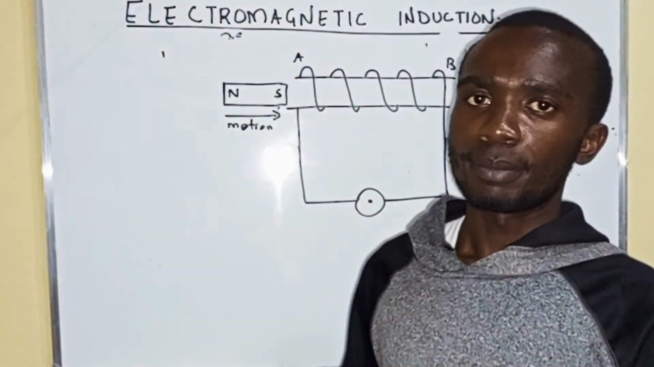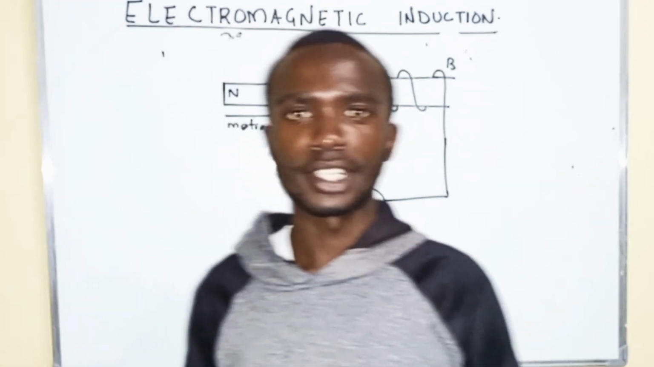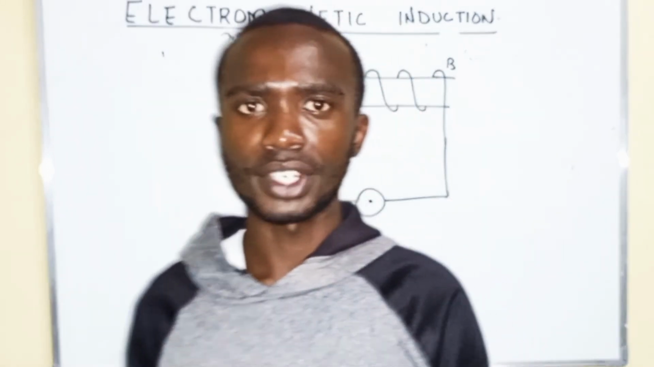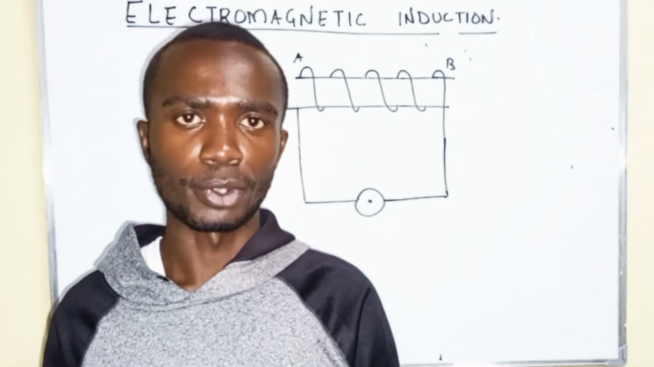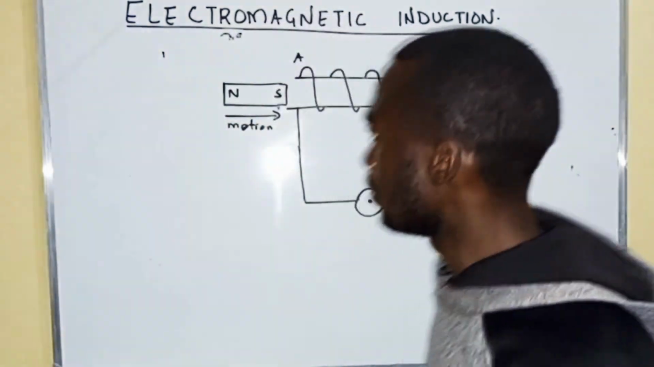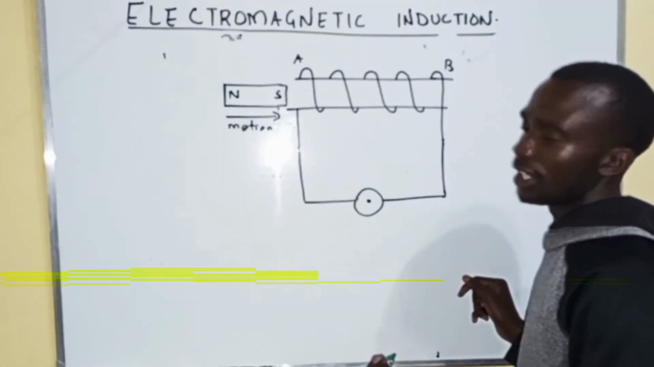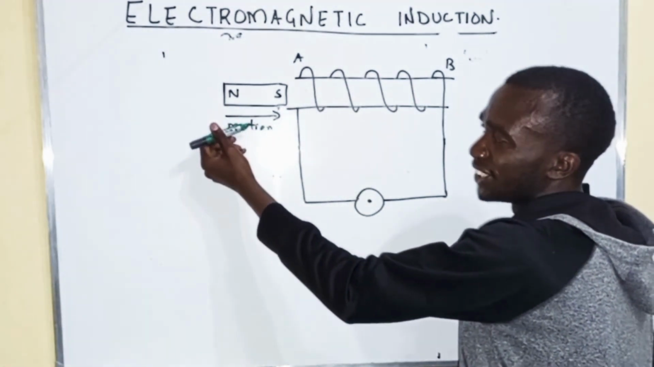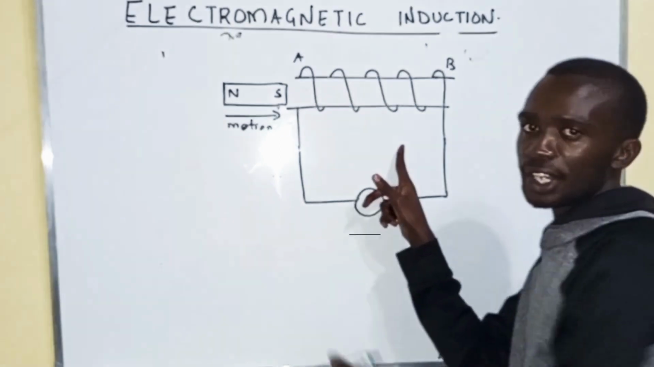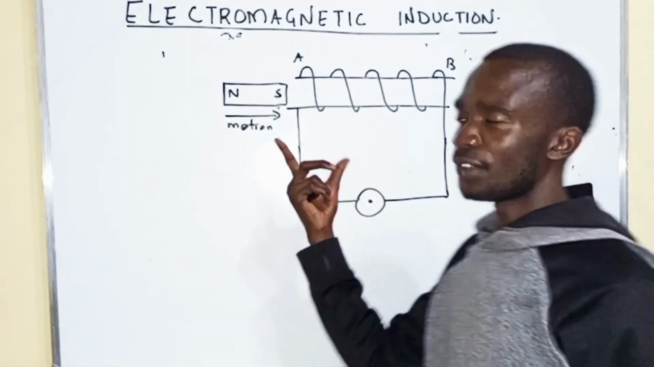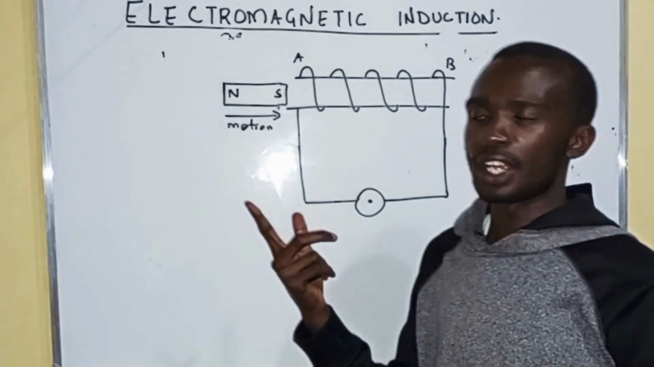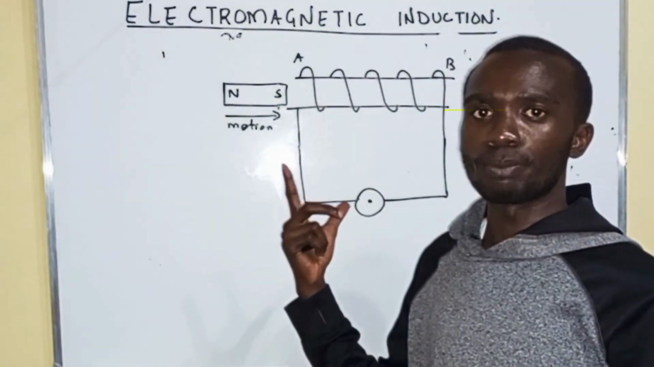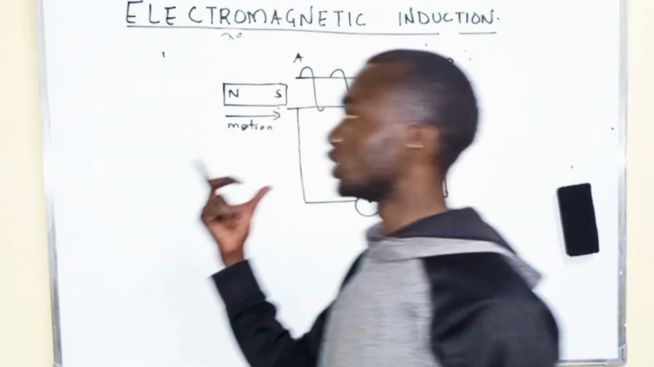Now, in application of Lenz's law of electromagnetic induction, the direction of induced EMF produces a magnetic effect which opposes the change producing it. From the diagram, we have a magnet being moved inside the coil. For the current to be induced in this coil, the motion of the magnet must be opposed, because the induced current is going to produce a magnetic effect to oppose the motion.